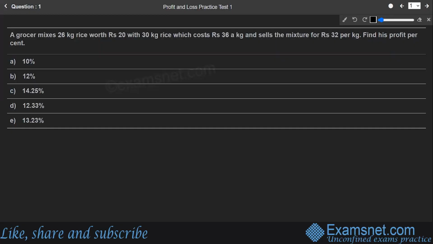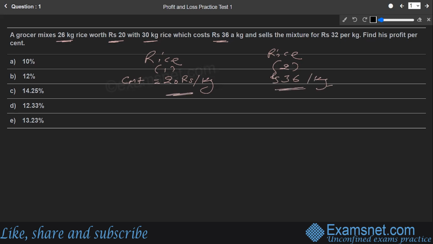Okay, so as they say, a grocer mixes 26 kg of rice worth rupees 20 with 30 kg of rice which cost rupees 36 a kg. So there are two types of rice given. We can take them as rice type 1, which costs 20 rupees per kg, and rice type 2, which costs 36 rupees per kg. One is costing 20 rupees per kg, another one is costing 36 rupees per kg.